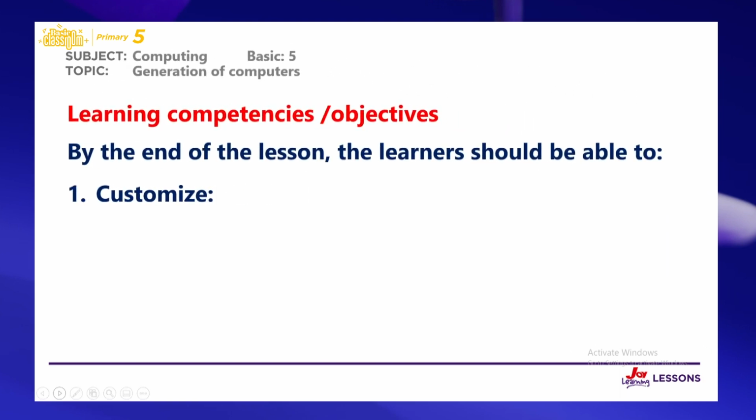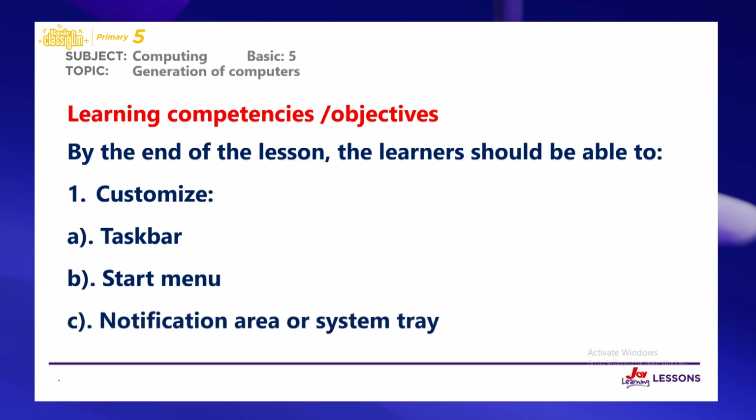We are going to look at our objective for today's lesson. So for our objectives, by the end of the lesson, the learners should be able to, 1, customize. So these are the things we are going to customize or personalize. First, we are going to customize the taskbar. We are going to look at how to customize the taskbar. Then we are going to look at how to customize the start menu. And then we look at how to customize the notification area or the system tray.